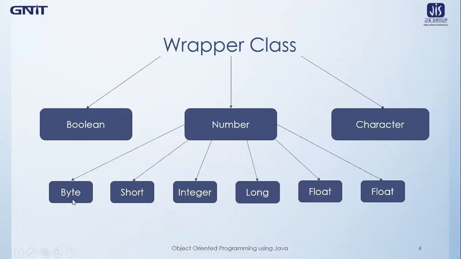And the wrapper classes for these data types are Byte, Short, Integer, Long, Float. Sorry, this one should be Double. Let me change. Yes, now it is changed. So these are the six wrapper classes for all the primitive number type data types that are available in Java, which are byte, short, int, long, float, double. These are the wrapper classes for all the primitive number type data types, which are integer types and floating point types. These are the six wrapper classes for all of them.